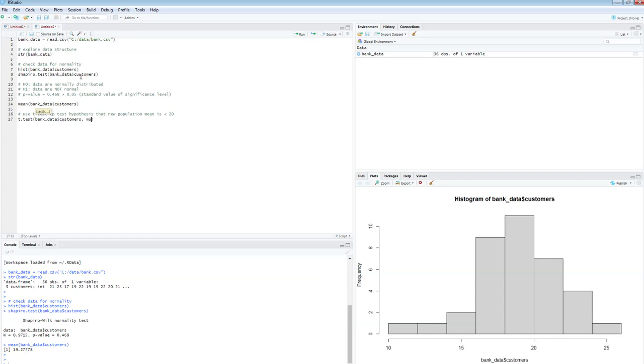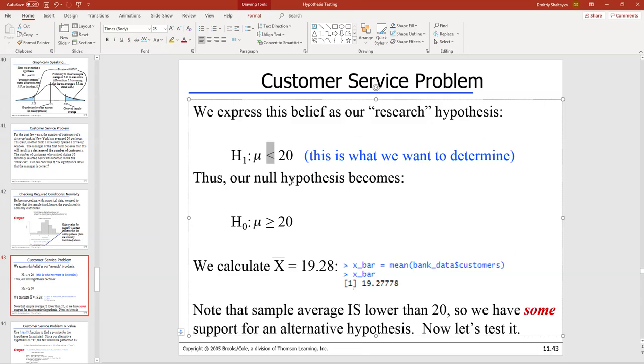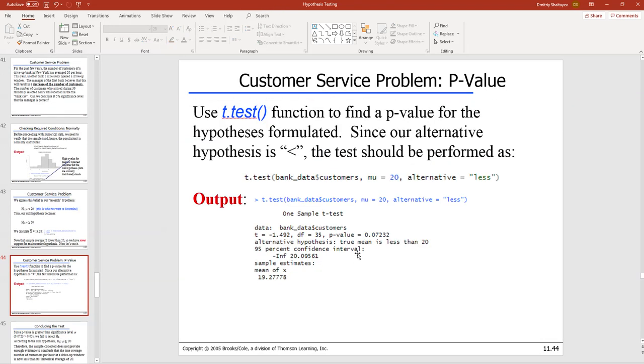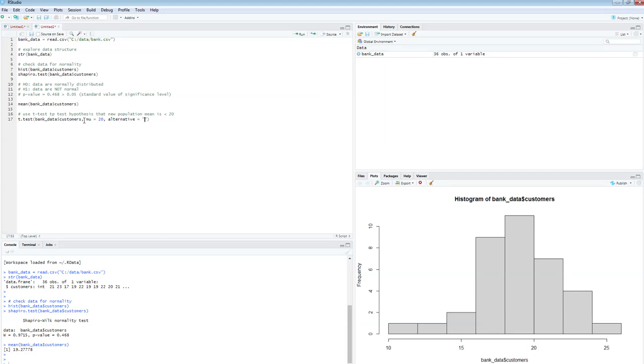Then I have to specify the mean that I'm hypothesizing. So it's the number from my null and alternative hypothesis. I'm hypothesizing that the average is 20. That's my null, and the alternative is less than. So I'm going to switch to the PowerPoint. Here's my alternative: I'm assuming that the new mean is less than 20 customers per hour. So this is what we're going to do: t.test bank_data$customers, the average is 20 and the alternative is less.